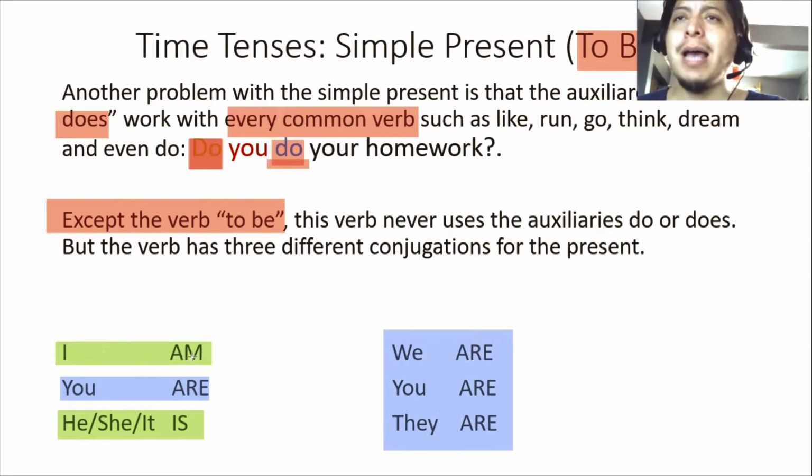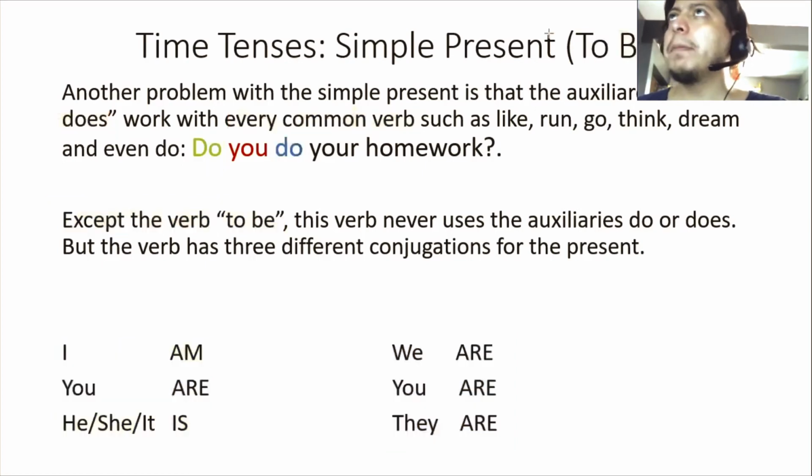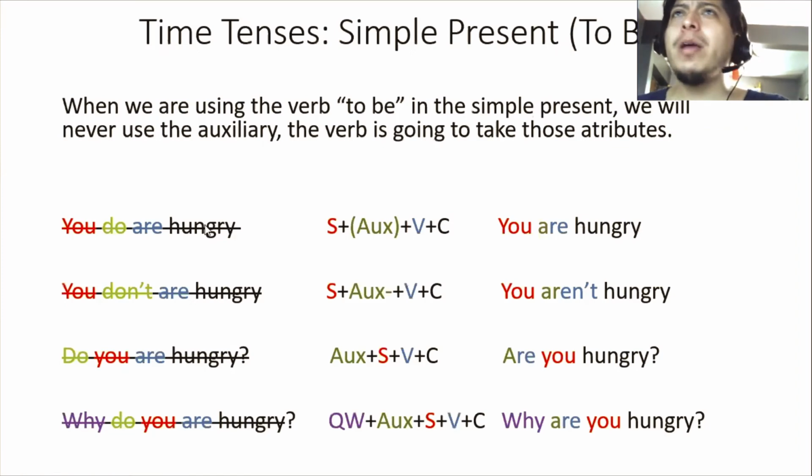So it can be am, are, or is. These are the three possibilities that we have. The verb to be in the present has three different conjugations. Am, are, or is. Okay? So far so good? Okay, so let's move on. Let's explain how this works. It says when we are using the verb to be in the simple present, we will never use the auxiliary. The verb is going to take those attributes.